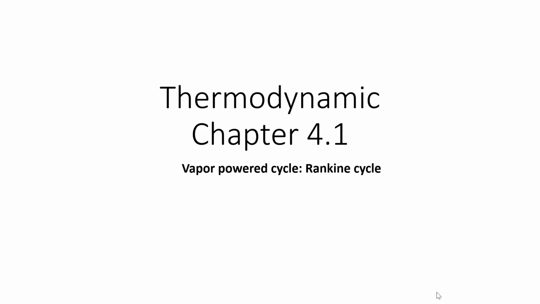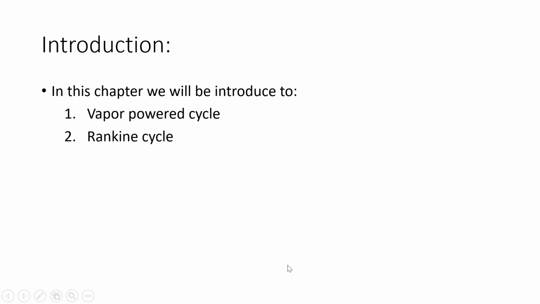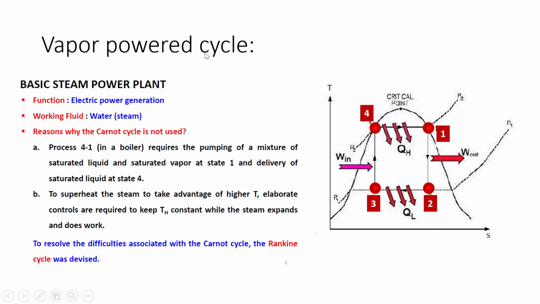We will be looking at Vapour power cycle, which is the Rankine cycle. There are two main items we will be looking at today: the Vapour power cycle, and the second one is the Rankine cycle. First of all, what is the Vapour power cycle? Vapour power cycle is the cycle used in a steam power plant. The function of a steam power plant is to produce electric power. The main fluid that we use in a steam power plant is water steam.